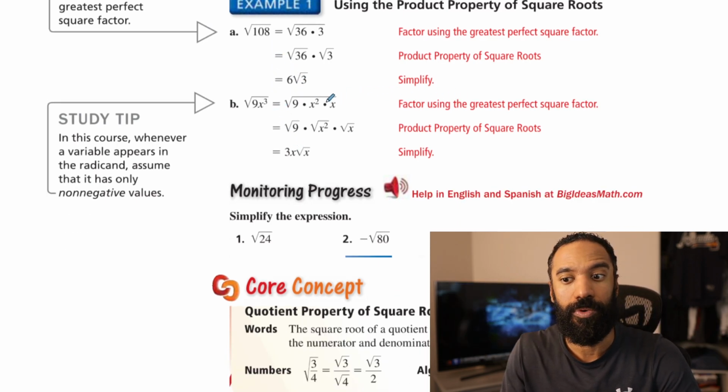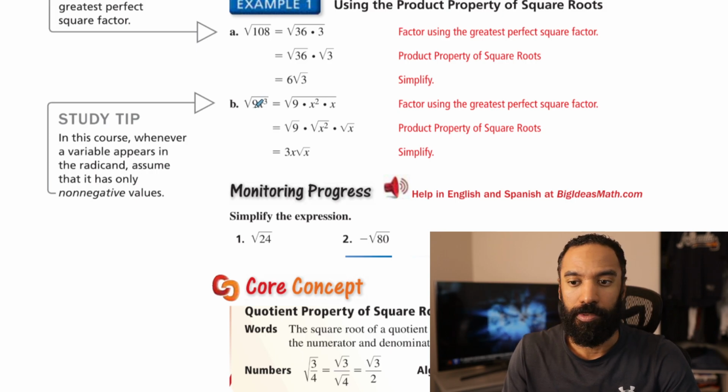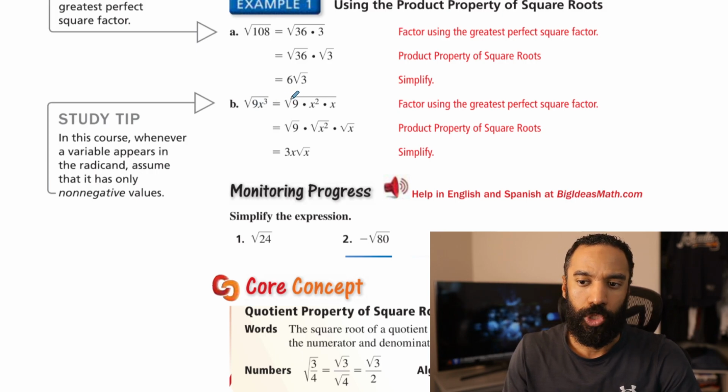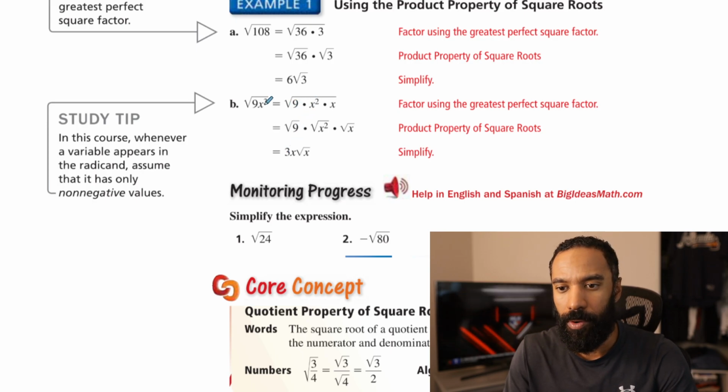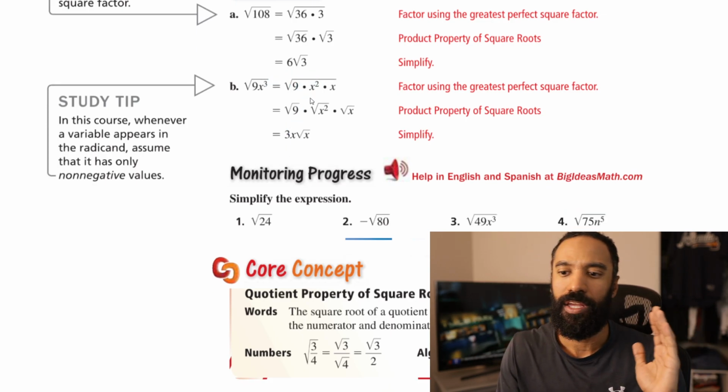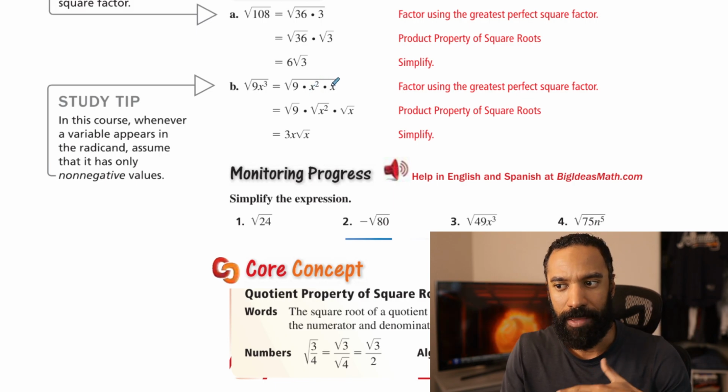Now, this is also true with variables. 9x cubed, the square root of 9x cubed. You can treat numbers with numbers, variables with variables. So the square root of 9 is 3 straight up, but the square root of x cubed, look how they break it up. They do the square root of x squared times x.